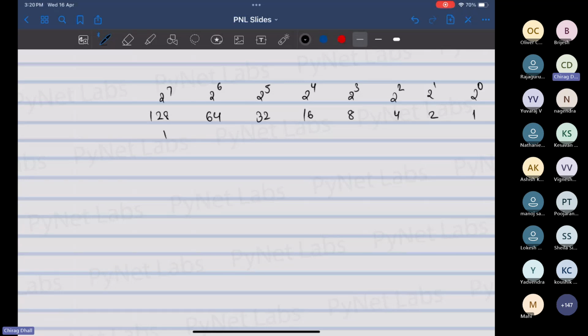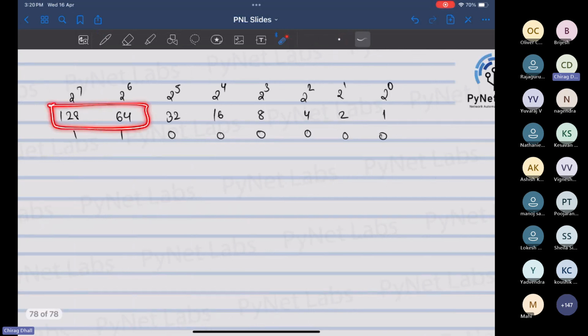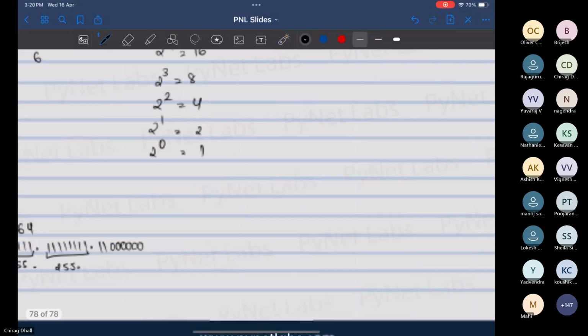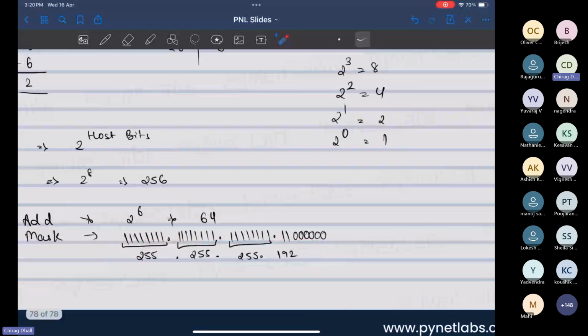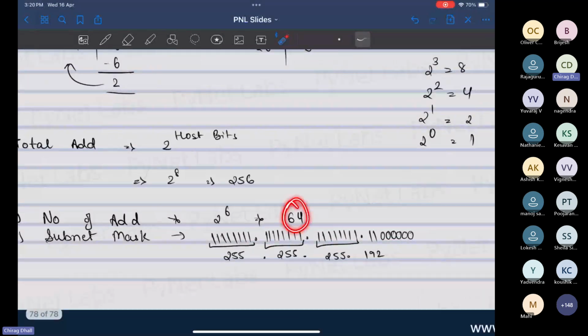It will be 1, 1, 0, 0, 0, 0, 0, 0. So I need to add 128 and 64. That gives me 192. So the last octet will have the value 192. And this is my new subnet mask for a network which is going to just provide IP addresses to 64 devices. Make sense?